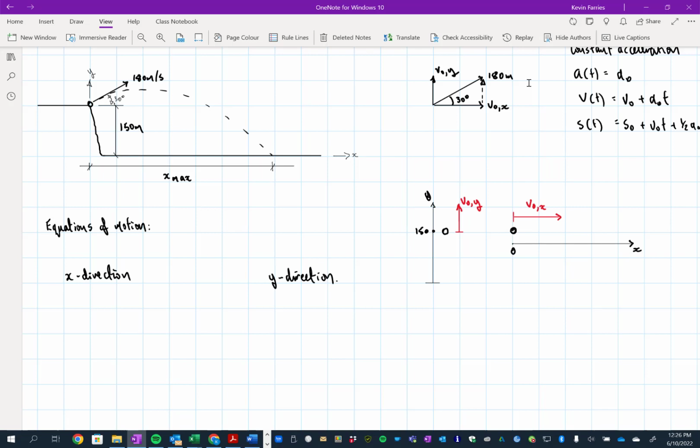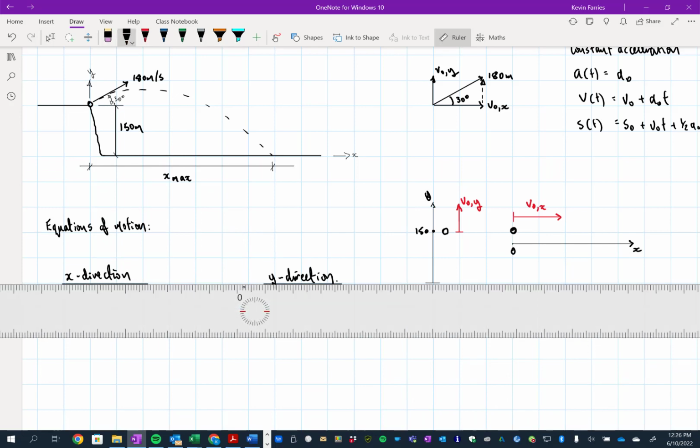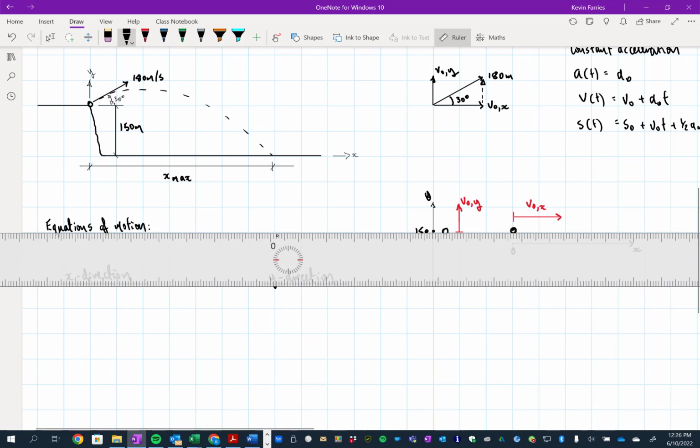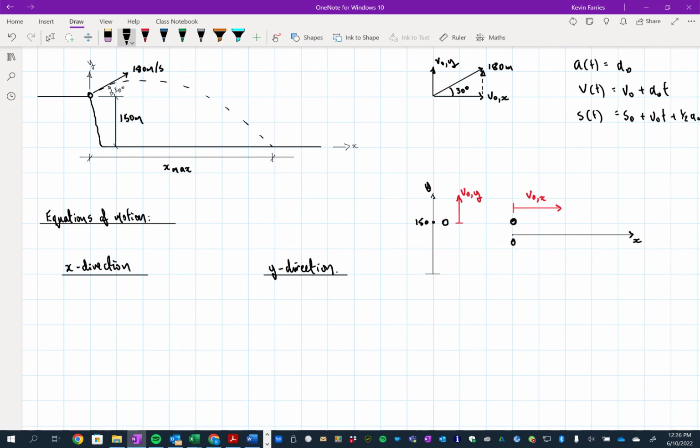So in the x direction, acceleration is 0, so we don't even need to worry about that, but we're going to have v naught equal to, so the v naught is this horizontal one, so it's going to be 180 cos 30, which is equal to 155.9 meters per second.